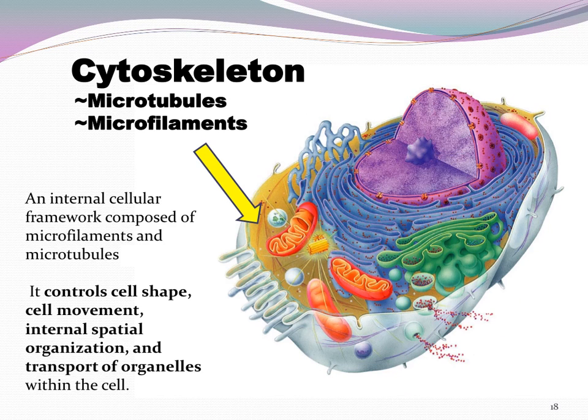The focus of this diagram is the cytoskeleton, which is made up of both microtubules and microfilaments. It controls cell shape, cell movement, internal organization, and the transport of organelles within the cell. Think of it as the framework for the cell.